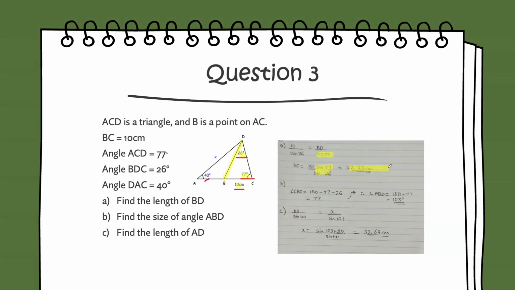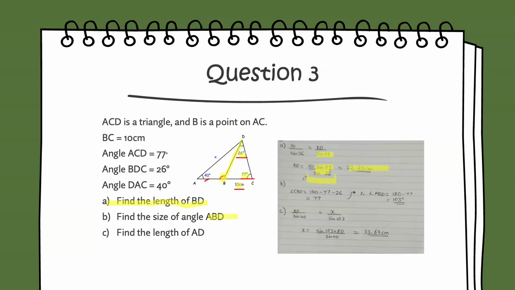Okay. Now I have rounded the answer because this is a separate question in itself. But if we require BD for the other questions, for B and C, I'm still going to be using the exact answer, not the rounded answer. So now we want to find the size of angle ABD. So ABD is this part here, this angle here. So we just note that down again, just so you guys know what we're talking about.